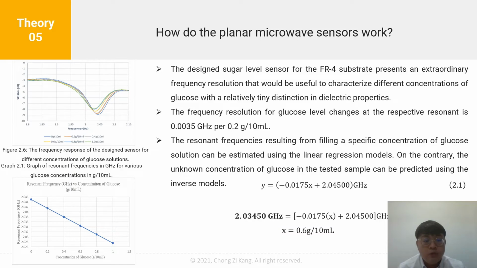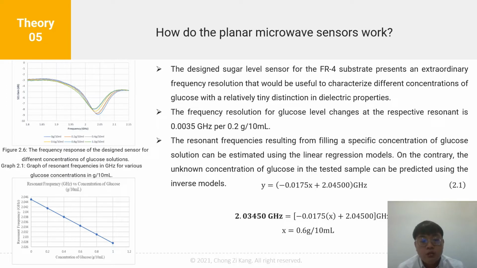The resonance frequency for various glucose concentrations from figure 2.6 was summarized in graph 2.1. According to graph 2.1, it is observed that the designed sugar level sensor for FR4 substrate presents an extraordinary frequency resolution that will be useful to characterize different concentrations of glucose with a relatively tiny distinction in their dielectric property.